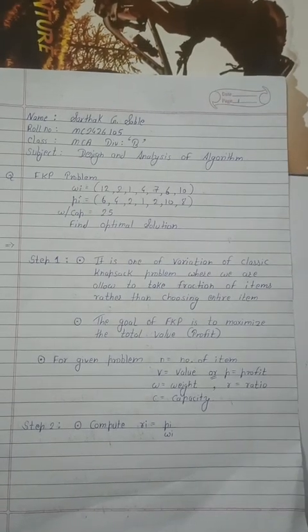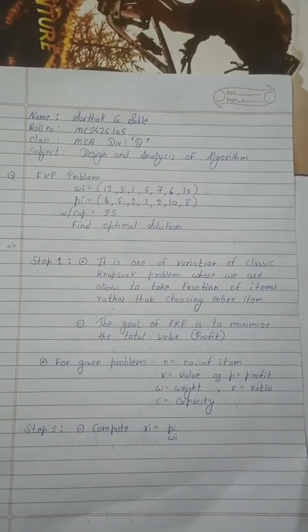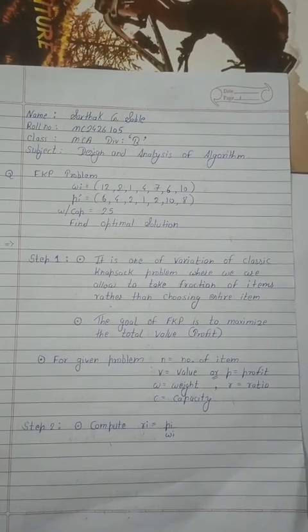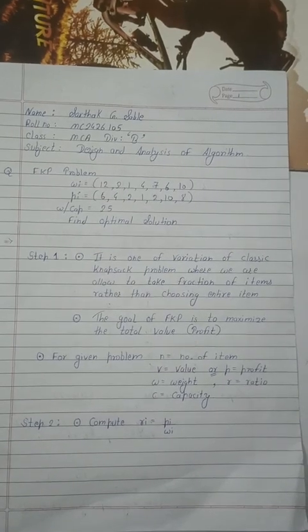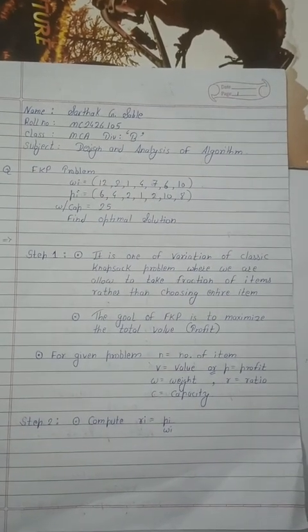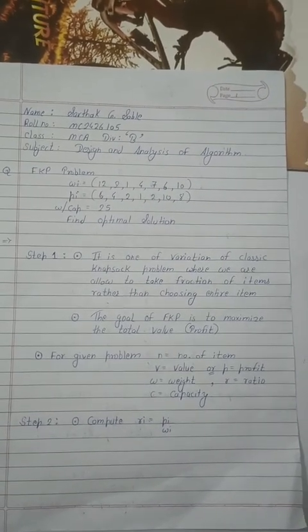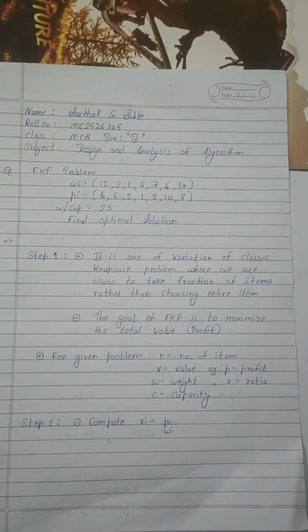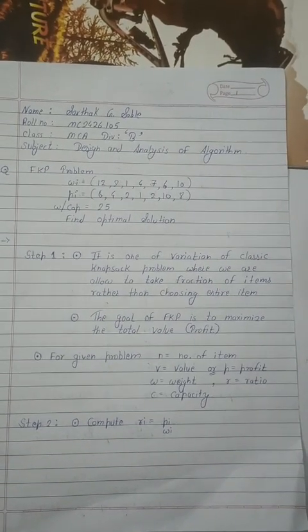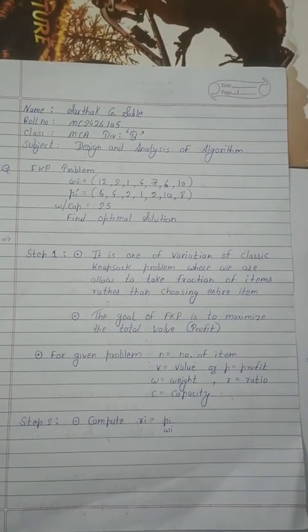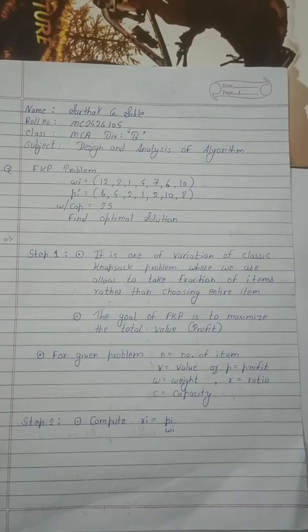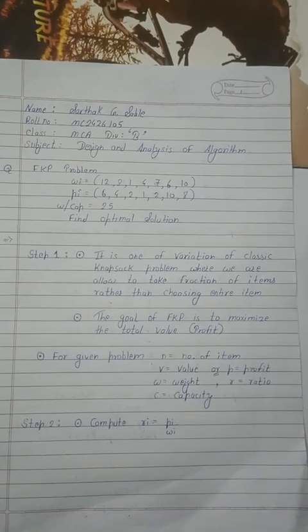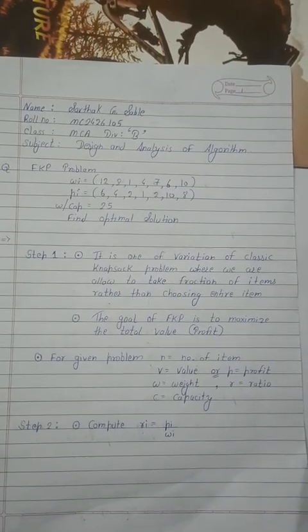In step 1, there is a definition of FKP. It is one of the variations of the classic knapsack problem where we are allowed to take a fraction of items rather than choosing the entire item. The goal of FKP is to maximize the total value of profit. For the given problem, n equals number of items, v equals value, p equals profit, r equals ratio, w equals weight, c equals capacity. Let's move towards step 2.